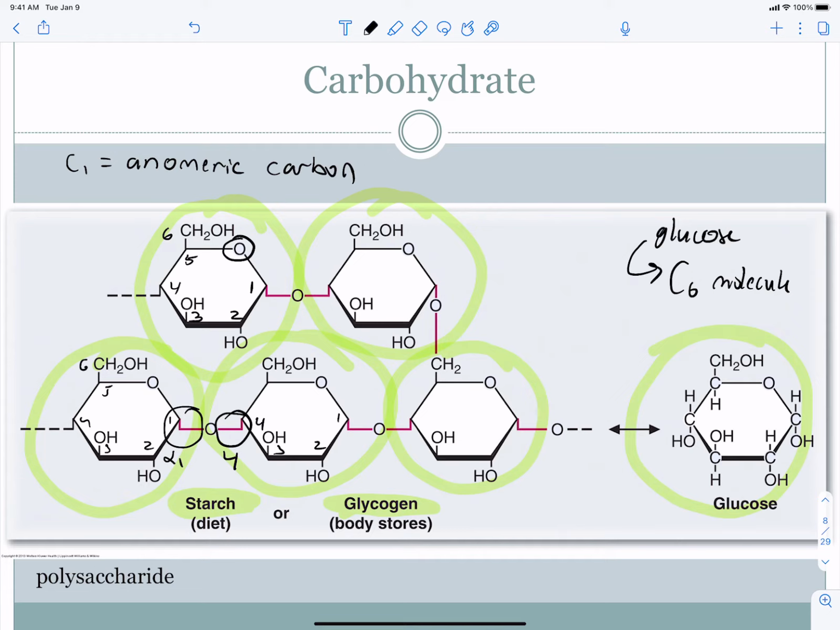When you're doing a link that is a branch, this is going to be still the alpha 1 carbon, but now it's binding to the 6 carbon. So it's an alpha 1,6 linkage. And so those are just how you term those links. So in a glycogen or a typical starch made up of glucose, you have alpha 1,4 bonds and alpha 1,6 bonds, which are those branching points.